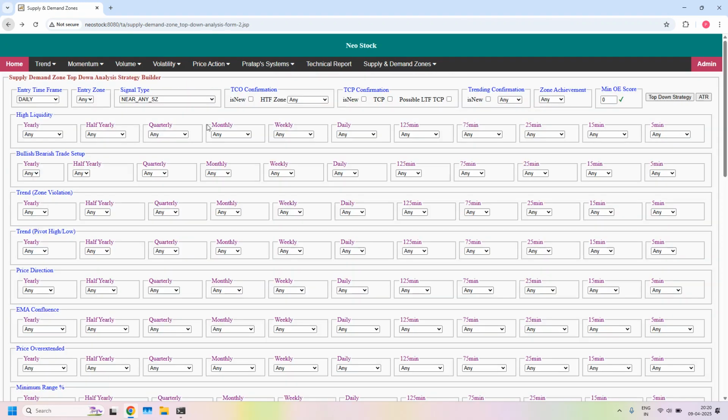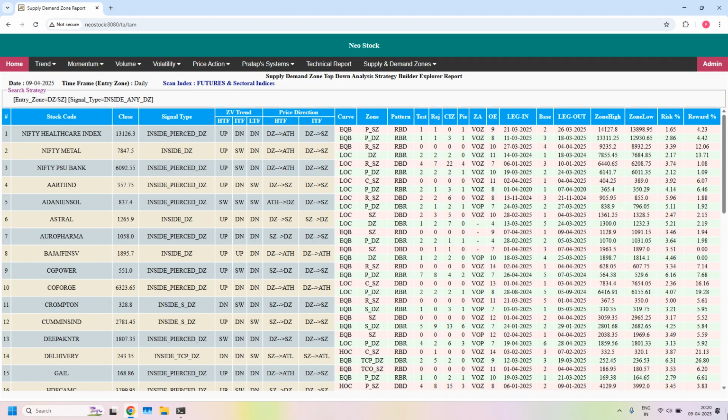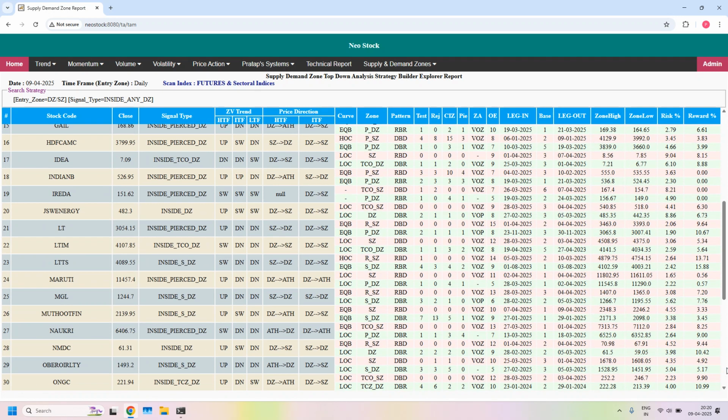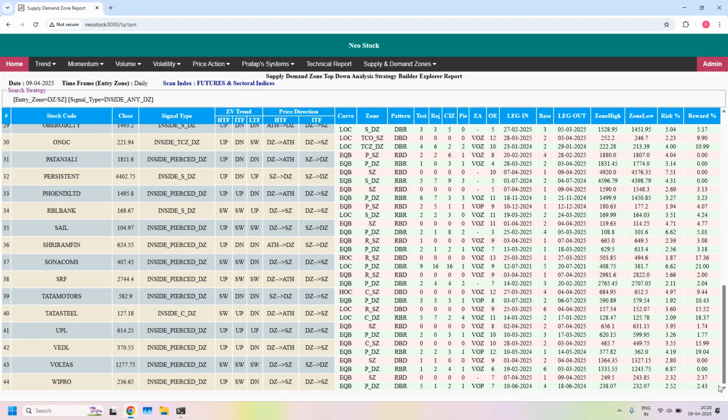Okay, next. Price closed inside the daily demand zone. We got a big list, first 15 stocks in the list. I am scrolling the list down. So total 44 stocks are filtered.